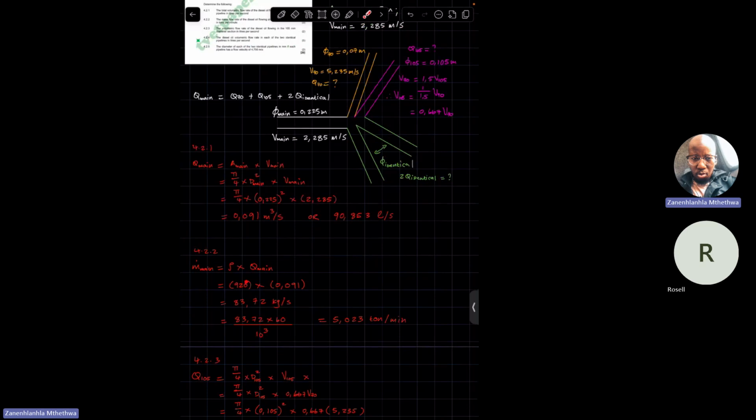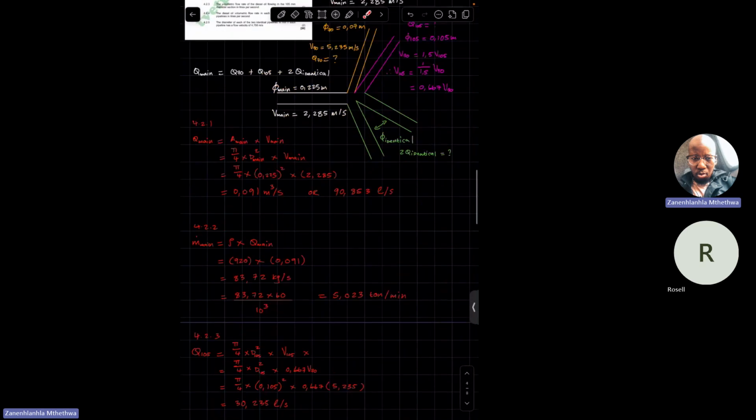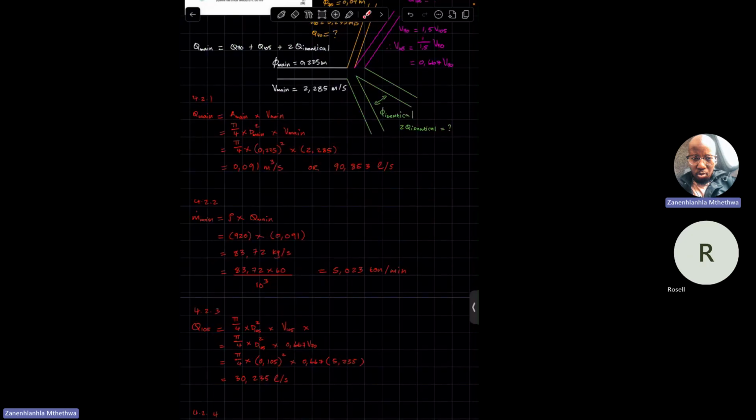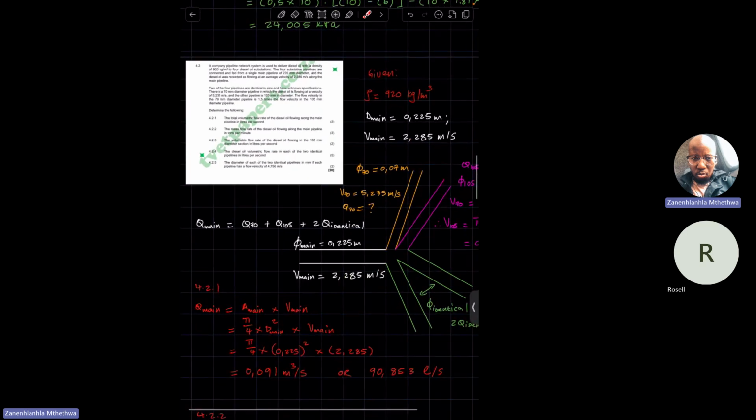Right. So the rho here was given as 920 kilograms per cubic meter, the density of oil, and then Q main we calculated, so that's 0.091, and then this is what we get. But we get the mass flow rate in its standard unit of measurement, which is kilograms per second. Now, going back to the question, you see here they said in tons per minute. Do you see that?